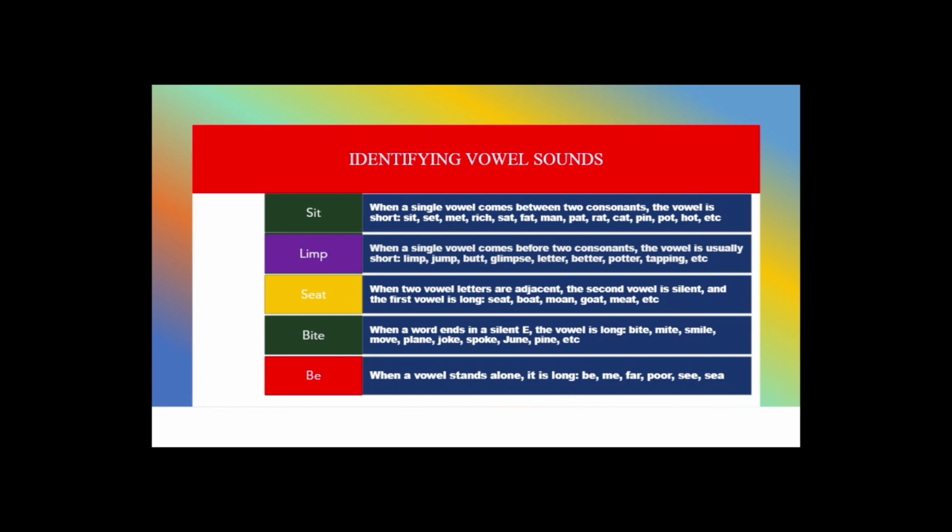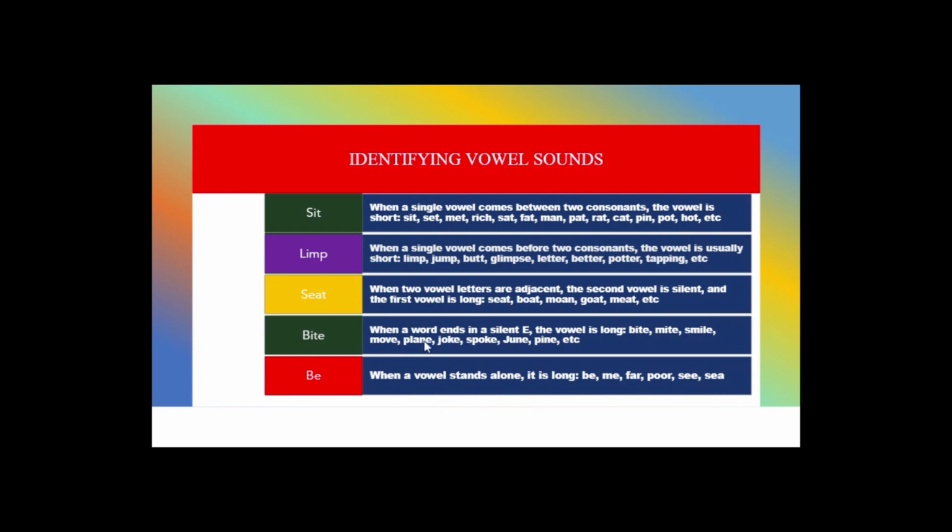So we have seat. In boat, B-O-A-T, we have two vowels, O and A. The first one O and the second one A. A is silent and O is long. So we have boat. The same thing applies to moon and goat. Then in meat, it is the same thing when we have the vowels E and A. A, the second vowel is silent. E, the first vowel is long, so we have meat.